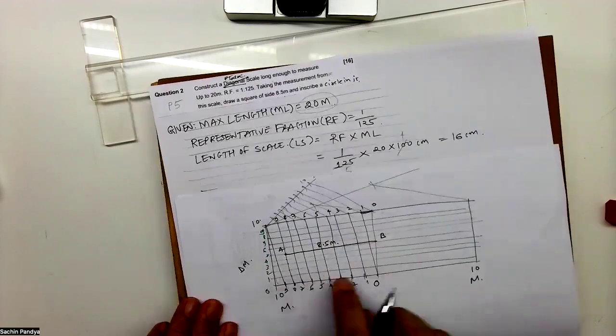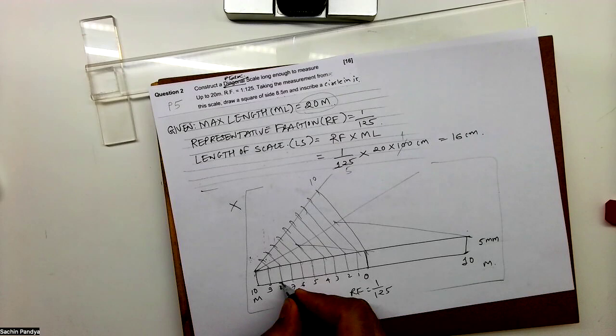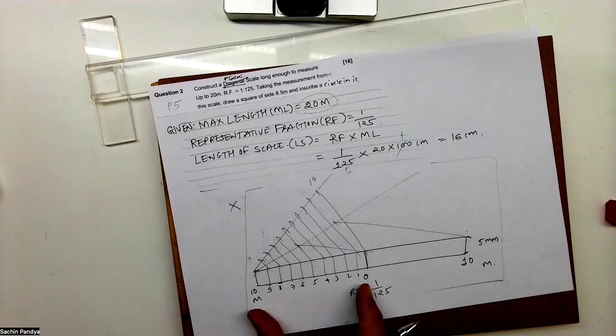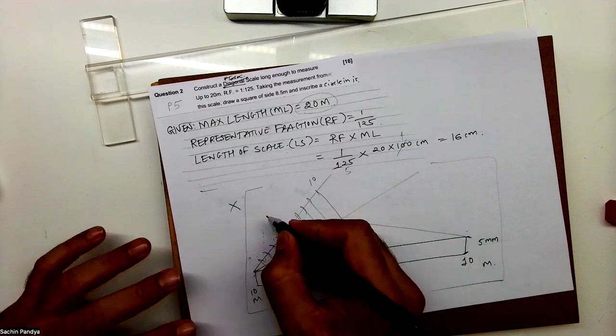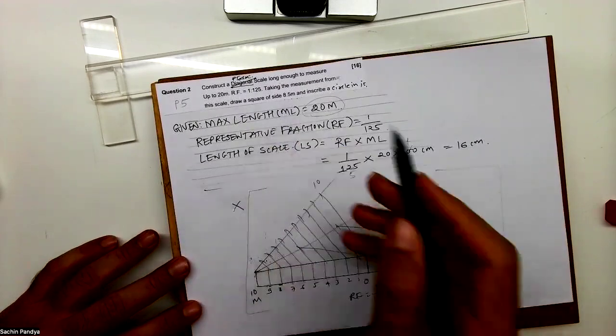8.5 meter. Got it? In this sum, it was not possible. In this sum, it was possible. 8 was possible, but 8.5 was not possible. Now we understood the difference between plane scale and diagonal scale. So plane scale is only up till 1 decimal point, but here it is 8.5 meter.